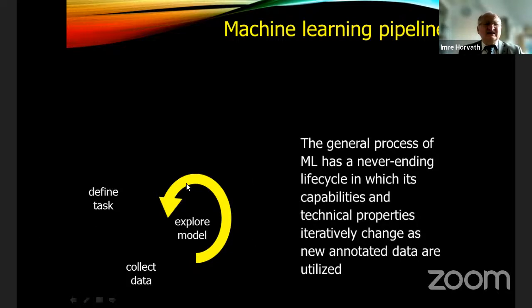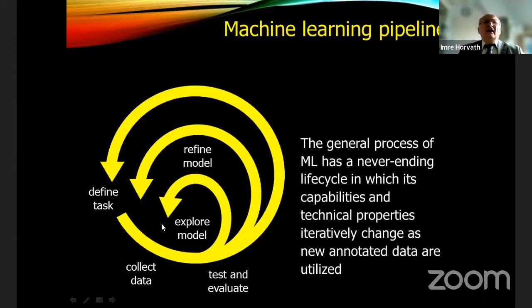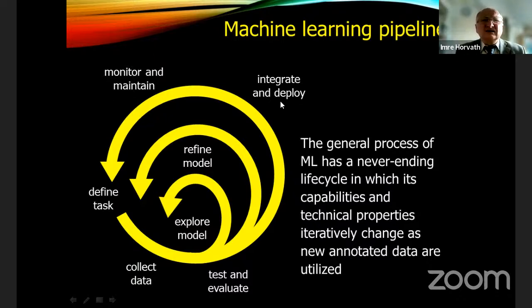and then we go into the first loop within this pipeline or cycle, which means that we have to explore a possible model. We have to select or create a model. And then we have to test and evaluate this model, and then we can go further in our work with the model, and we can refine this model. The refined model can be further used to integrate and deploy and monitor and maintain functions.